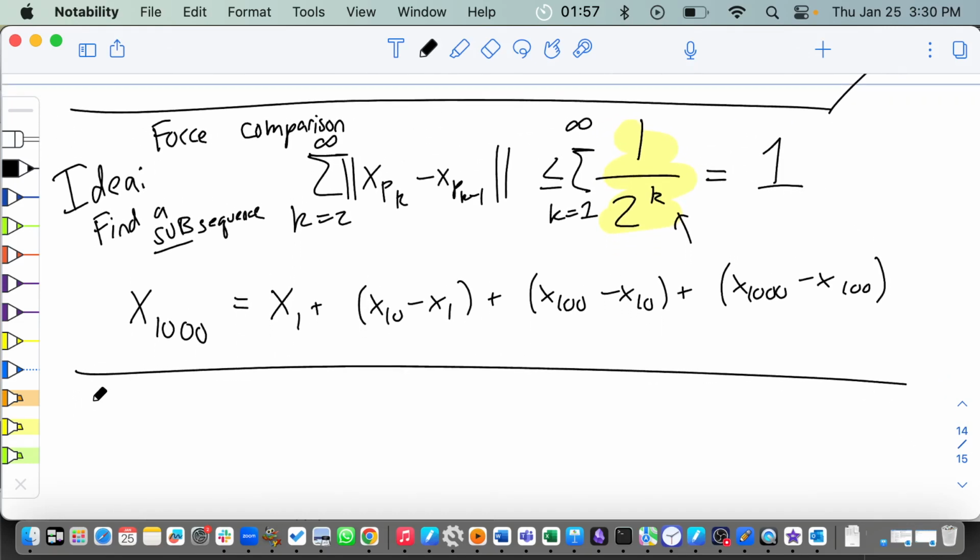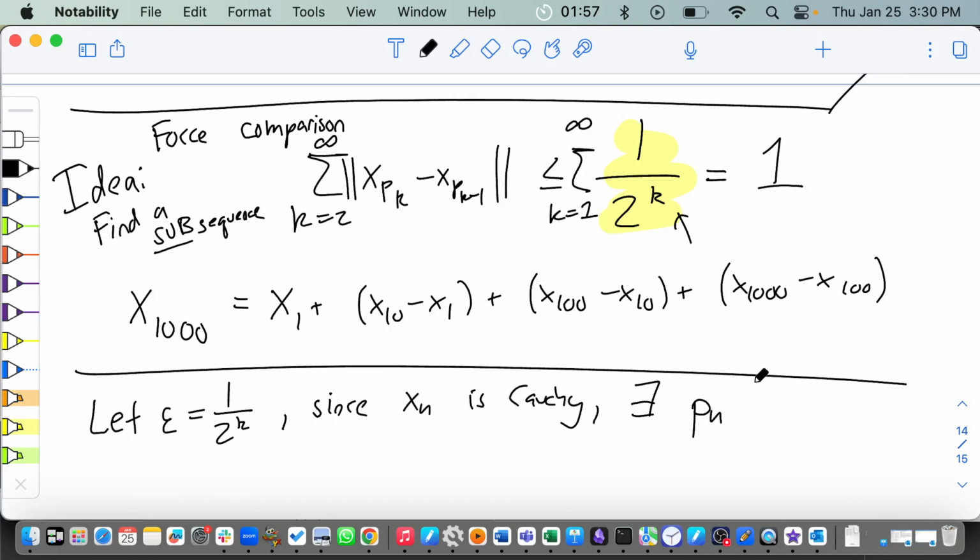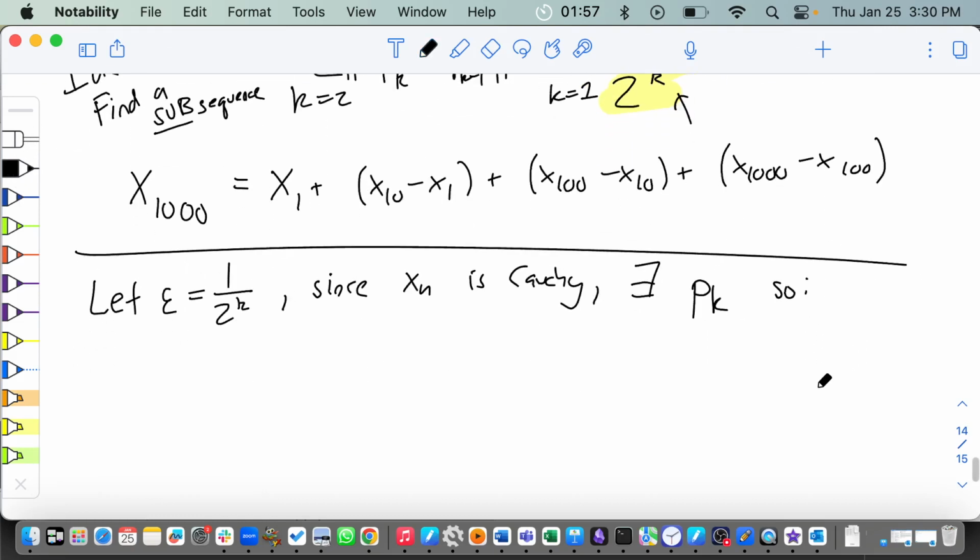So what I'm going to do is let epsilon equal 1/2 to the k, and then since the sequence xn is Cauchy, there exists pk such that the norm of xa minus xb is less than 1/2 to the k for all a, b greater than or equal to pk. That's the definition of Cauchy with epsilon equals 1/2 to the k. And I specifically chose this 1/2 to the k because it's summable, it's going to make everything work.